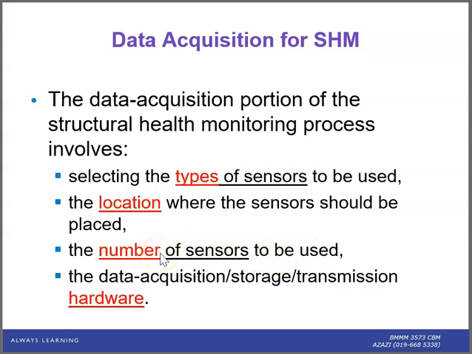For example, if you saw the previous video, the Toshiba uses more than 4 sensors in one location to measure the excitation signal. And last, the data acquisition, storage and transmission hardware. There are many types of data acquisition in the market, and also the transmission, either it uses Bluetooth, cable, Wi-Fi or internet.